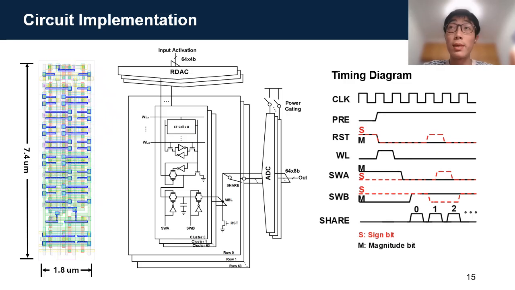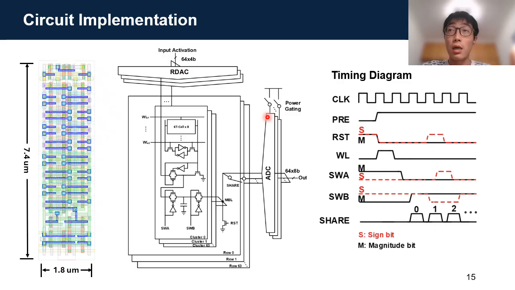This is a circuit implementation based on the TSMC 65 nanometer node. The weight values are stored in the array. First, the digital input data is converted into the analog voltage by this RDAC. Then the array performs MAC operation with the input and weight. And the output is sent to the ADC here for conversion into a digital result.